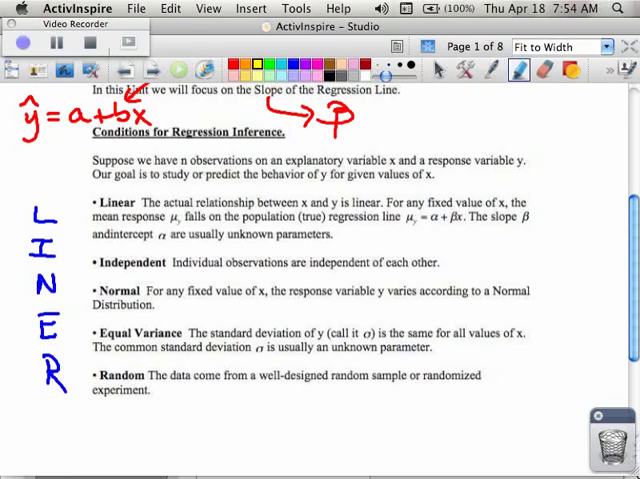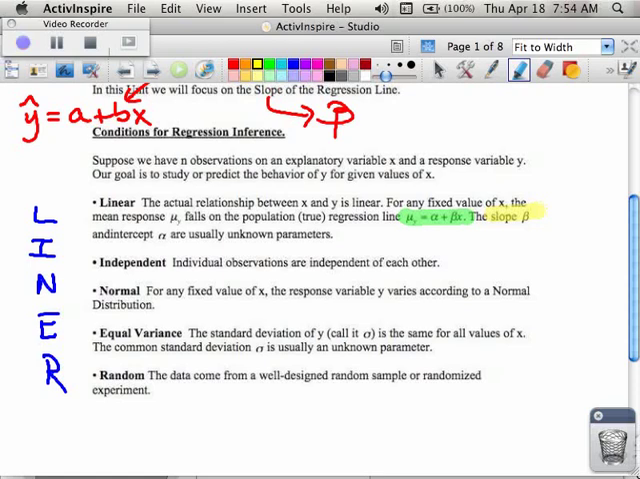So the big idea today is going to be that we're going to have a population regression line. They call it mu of y, or the average y value, if you will, for some intercept a plus beta x. And this is the true regression line, like we've talked about in the past, true mean or true proportion, that kind of thing. And our slope is beta. So this is the thing that we're going to be most concerned with in the yellow. We're going to talk about a lot of things to do with that.